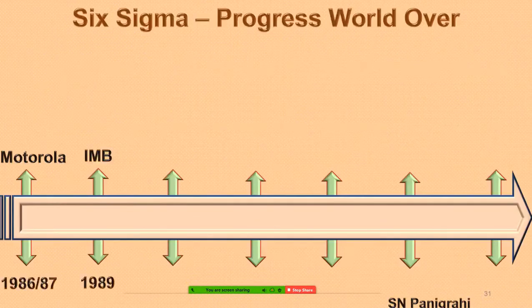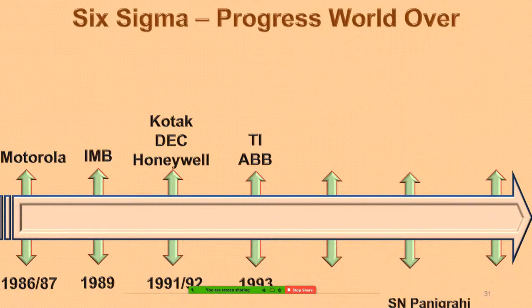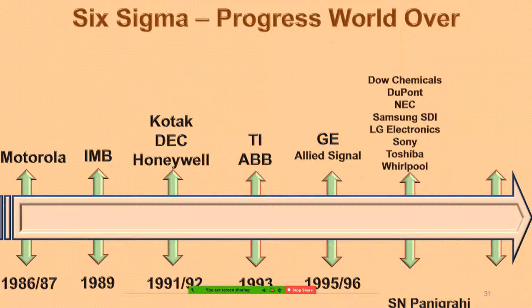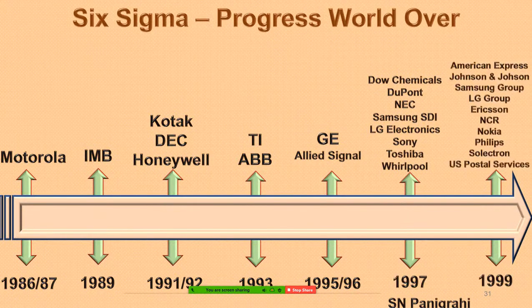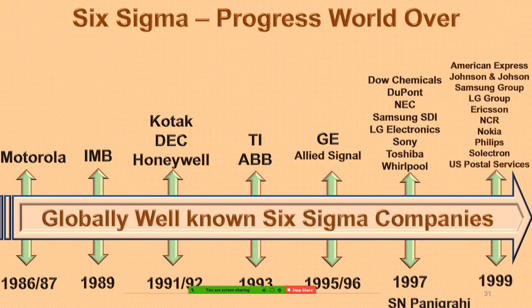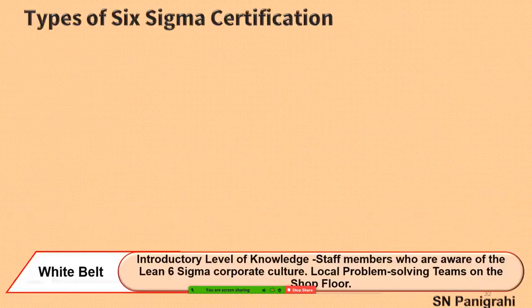This is how the progress happened all over the world, because of the tremendous savings in cost and customer satisfaction. As a result, revenue growth as well as organizational growth also happened, and many organizations accepted the Six Sigma concept over a period of time. Then I will tell you about the various Six Sigma certification levels.